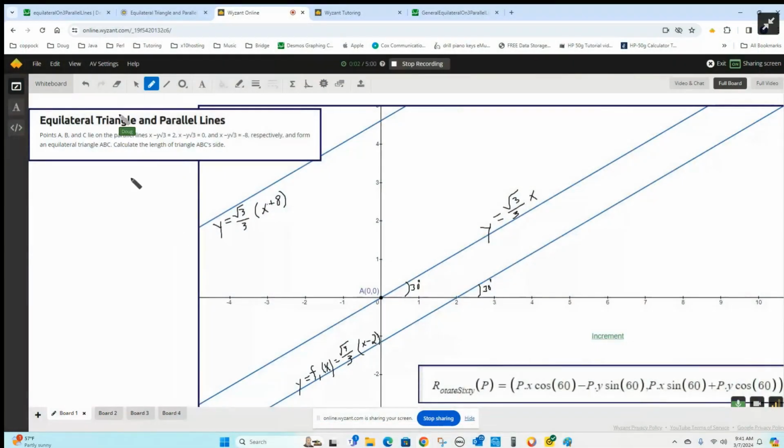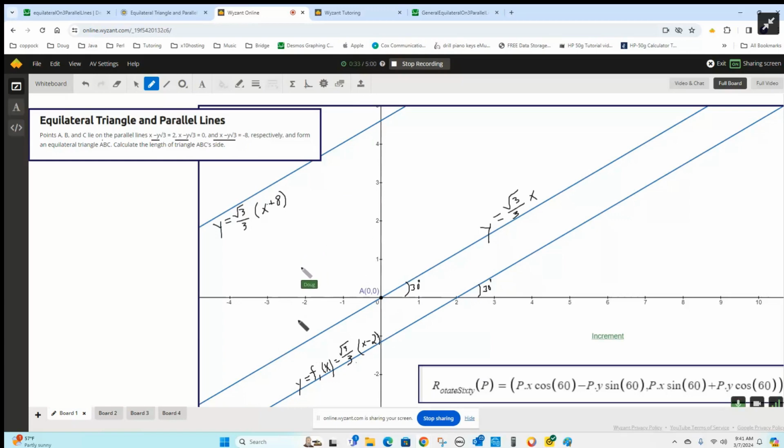This problem was posted a long time ago, but I stumbled across it and decided to see if we could give it an answer. So you're given the equations of three parallel lines, told that you can create an equilateral triangle that has each of its vertices on one of these three parallel lines. And we're trying to find the length of one of the sides of that equilateral triangle.